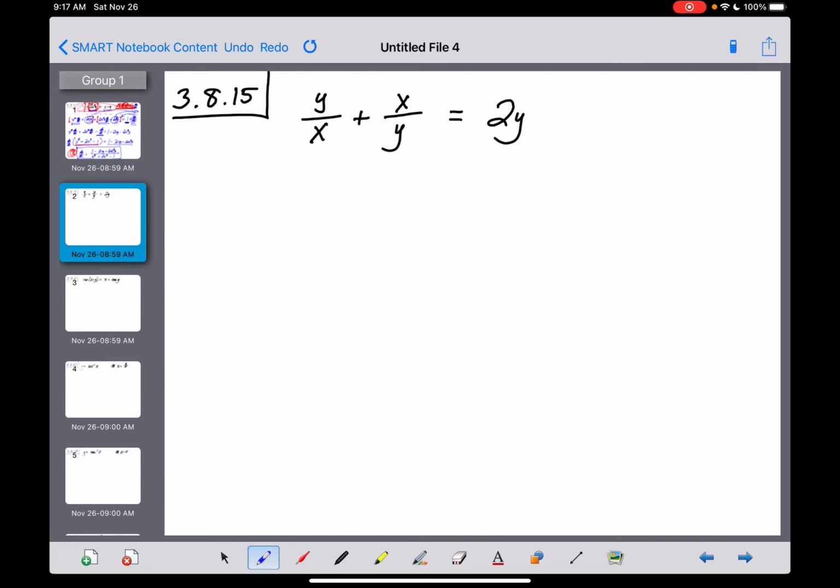In number 15 right here, we've got y over x plus x over y is equal to 2y. As I'm looking at this, I am pretty sure that we are going to need the quotient rule both here and here. Well, not pretty sure, definitely sure. And I think we can do it that way.